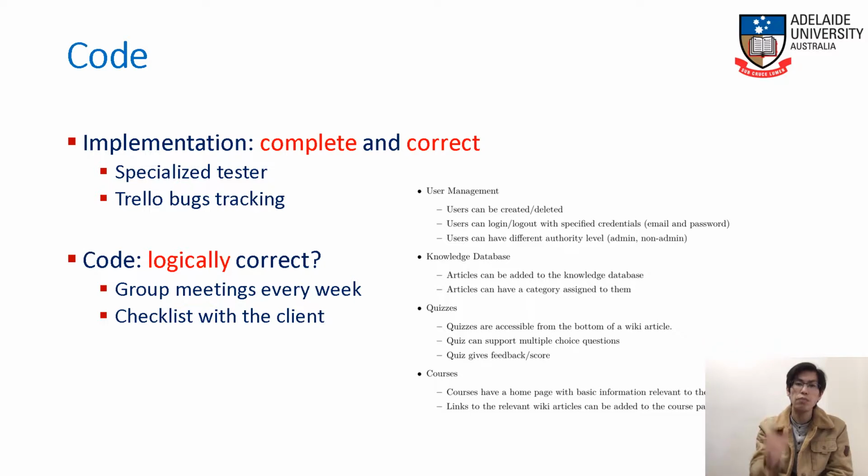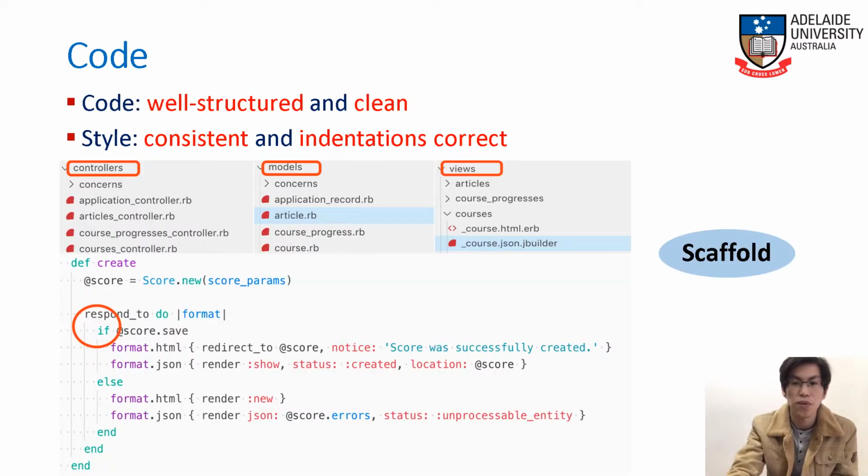We have one specialized tester to do the test work, and Trello is used for bugs tracking. Speaking of the logic, we usually have 3 regular group meetings and 1 meeting with the client to discuss the requirements and write them down in the form of checklist, like the picture.